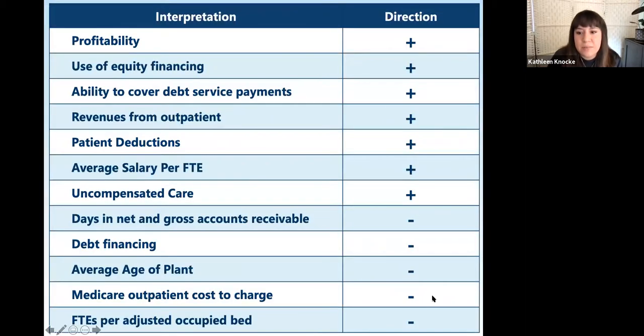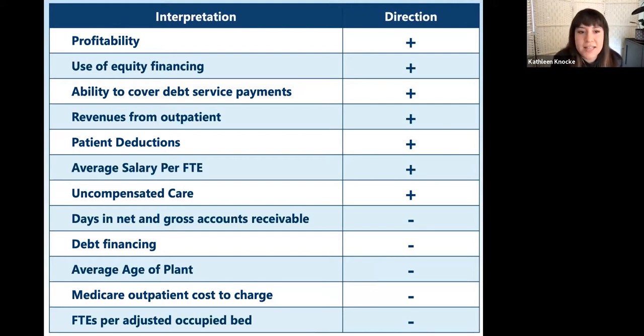Here's a summary slide that interprets that information for everyone who doesn't want to read a bunch of numbers. We saw profitability go up. We saw the use of equity financing go up. We saw the ability to cover debt service payments go up. Revenues from outpatient go up, patient deductions go up, and average salary and uncompensated care go up.